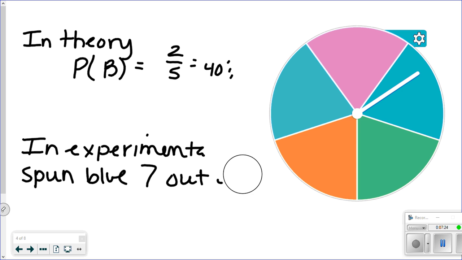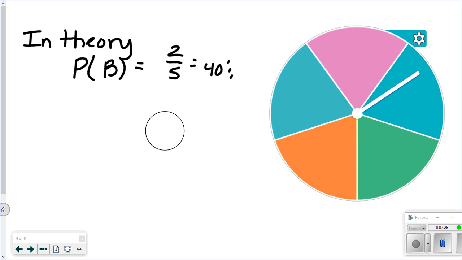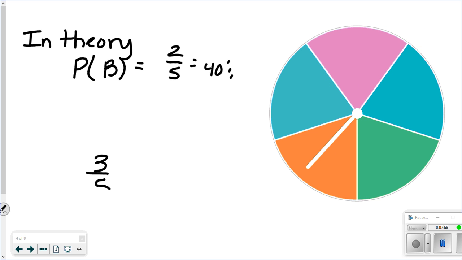Let's actually run the experiment this time and see what happens. So we know 2 out of 5 times, so we're going to spin 5 times and see what happens. In theory, we should spin blue 2 times. Okay, so first time, green. Blue. So third time, we have 2 out of 3. Ooh, 3 out of 4. So 3 out of 5 was our experimental. Pretty close, right?